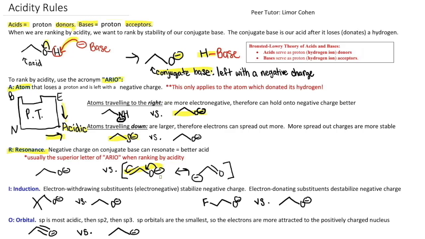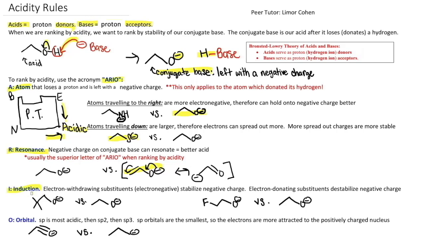Both of these hydrogens were taken from oxygen, so the same atom, but since this conjugate base could resonate, it's more stable, so this molecule is a better acid. So now let's look at letter I, which I stands for induction.